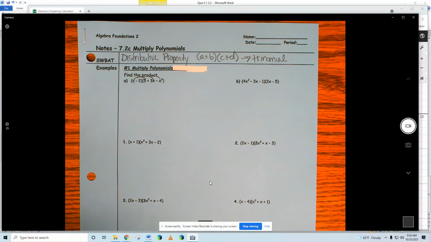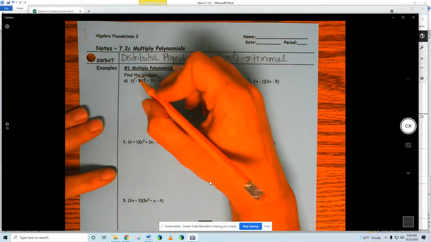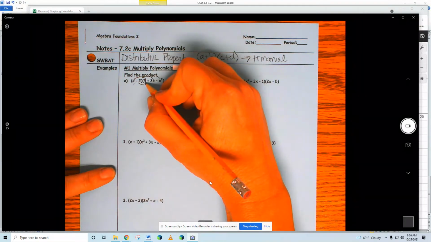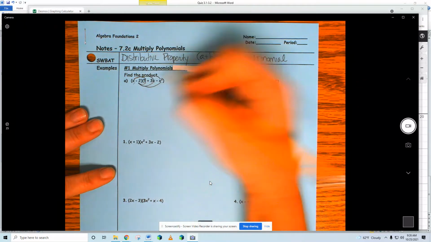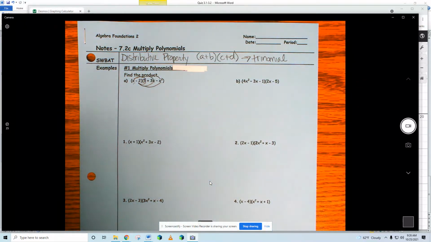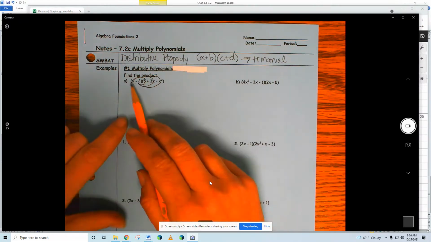Then underneath, negative 2 gets multiplied by the 5, negative 2 gets multiplied by the 3x, and negative 2 gets multiplied by the x squared. So you need to make sure that for every little hoop that you draw, you have a term, an answer. So this is going to be a long answer. Here we go. I'm going to start with the x in front.